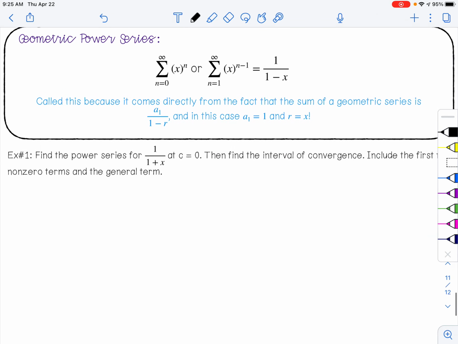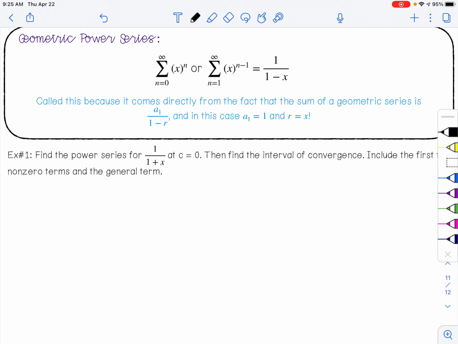So let's formally define that. This is what's called a geometric power series, and it's called this because it comes directly from the fact that the sum of a geometric series is the first term divided by 1 minus the ratio. In this case, for this function, if we make the first term of the sequence 1 and the ratio equal to x, we get exactly the function 1 over 1 minus x. So that's where it comes from.